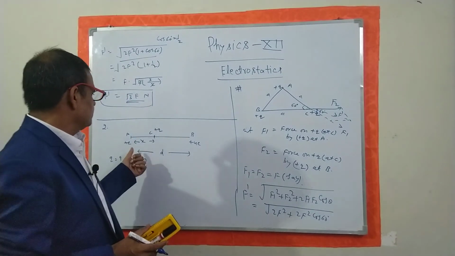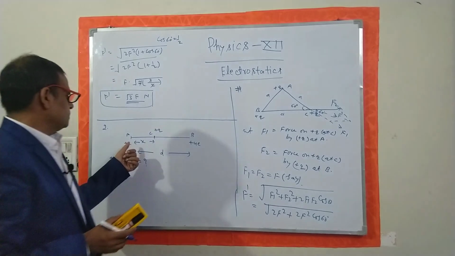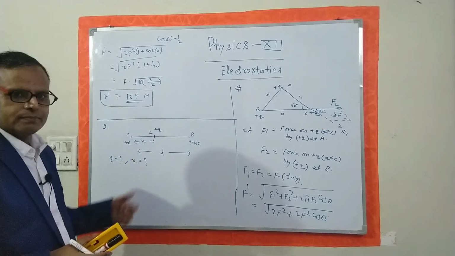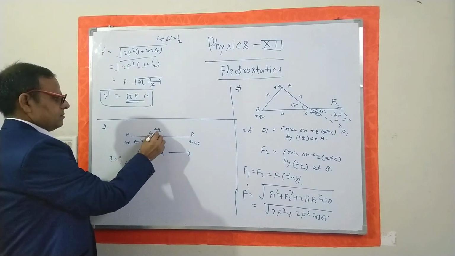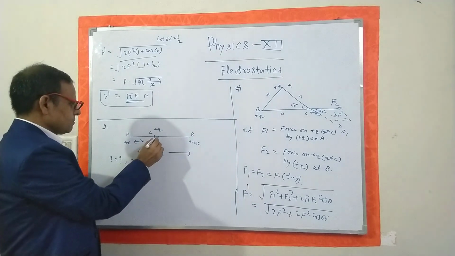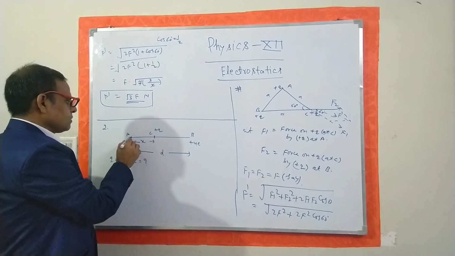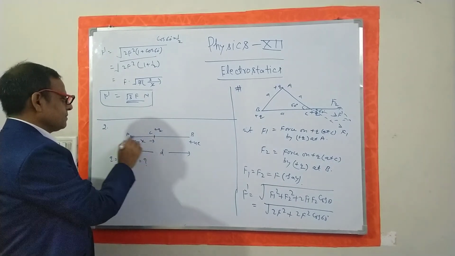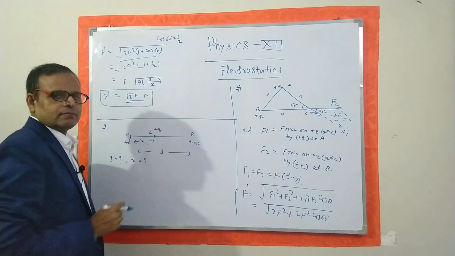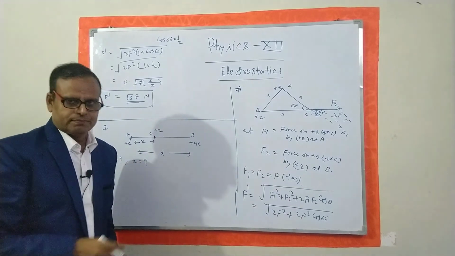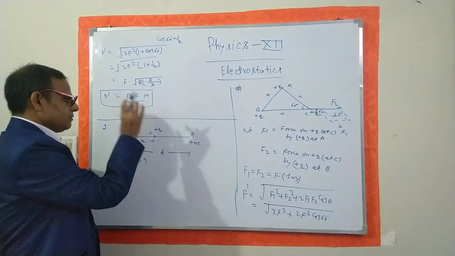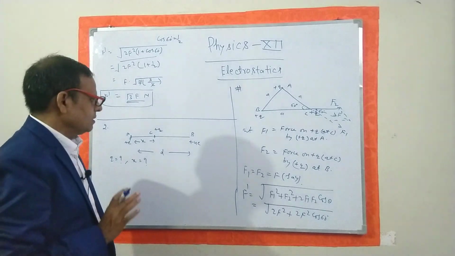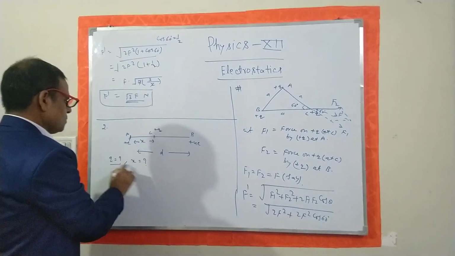Now another numerical. Two charges plus E and plus 4E are D distance apart. What should be the third charge Q, and at what distance would this third charge Q be kept between A and B so that the system might be in equilibrium? Means the value of Q and this X are to be calculated. Q is equal to what? X is equal to what?